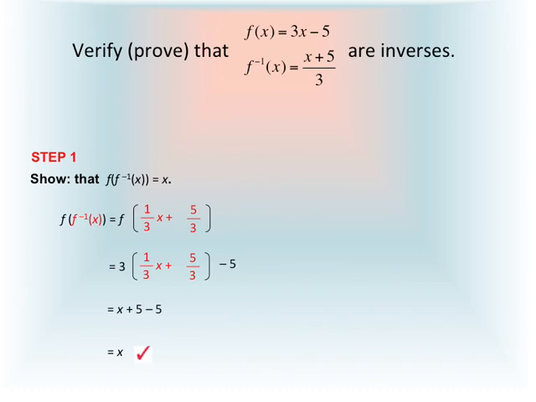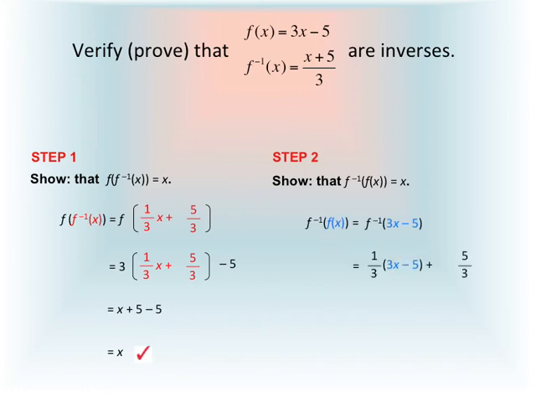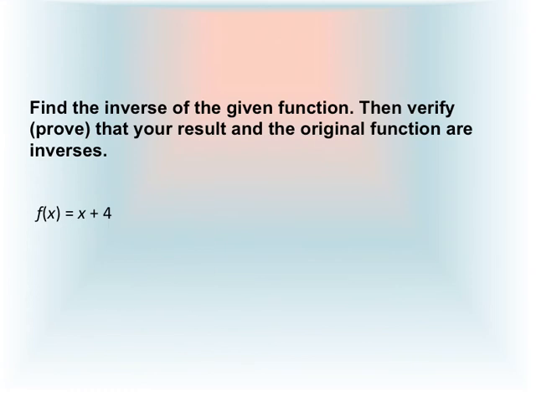But we can't stop there. In order to prove or verify, we must also show that the opposite is true. So when we start, we're going to set up the inverse function 1/3 x plus 5/3 and replace the x with the original function 3x minus 5. After distributing, we get x minus 5/3 plus 5/3, which is also equal to x. And this is the way that we will prove that two functions are inverses of one another.